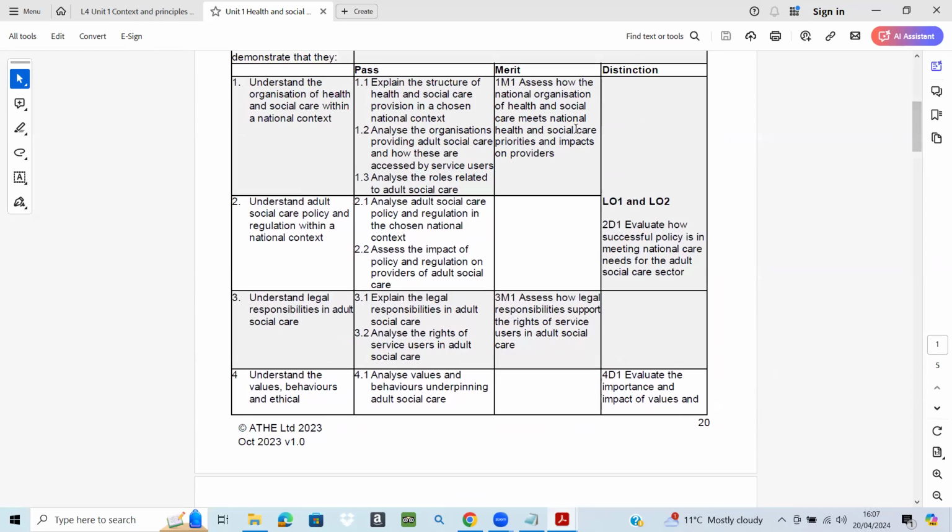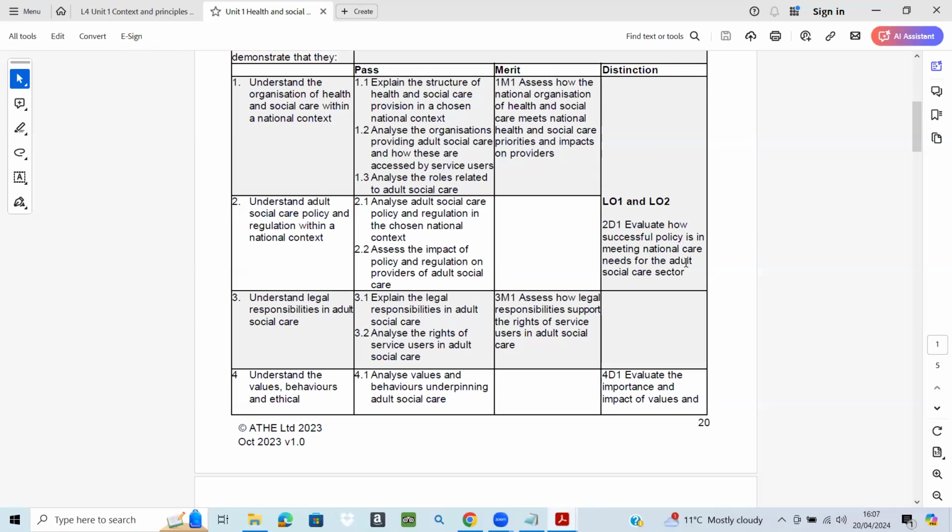I'm mentioning it again that first we will do the pass, then we'll go for merit, then we'll go for distinction. Don't only write for distinction work and think that you will pass. We will go step by step: pass, merit, distinction. So here, for example, we'll go for 1.1, 1.2, 1.3, then M1, and then this distinction criteria is based on these 2 learning outcomes.